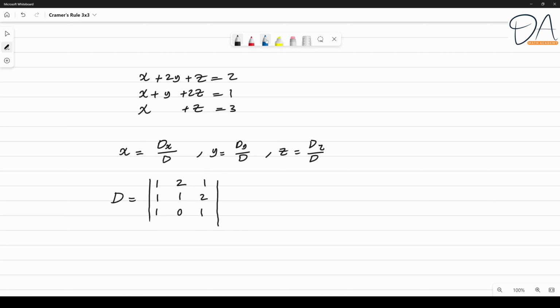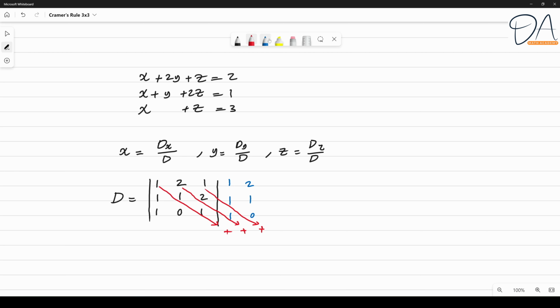We can evaluate this one. There is a trick to do this. There is a video on the channel to teach you this trick, so I'm going to use that trick. You need just to copy the first two columns to the right. So I'm copying the two columns. And then we'll form the positive diagonal products. So the first positive diagonal will start with 1 and going this way. So this is plus. The second one will start from 2 going this way. This is plus also. And then this one. So these are the plus.